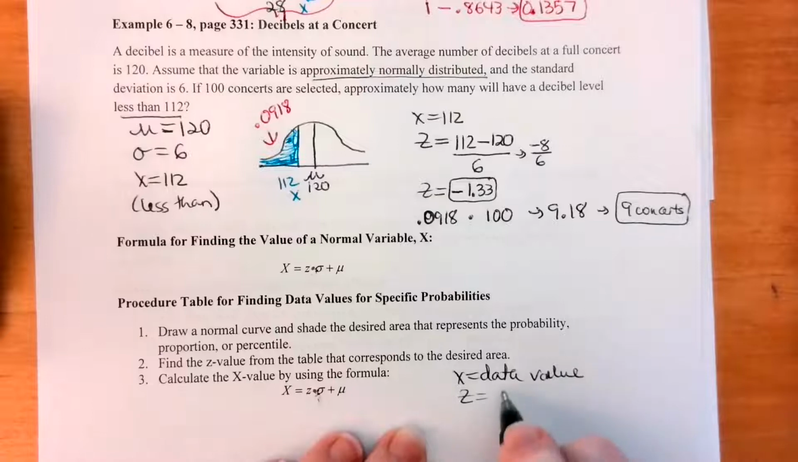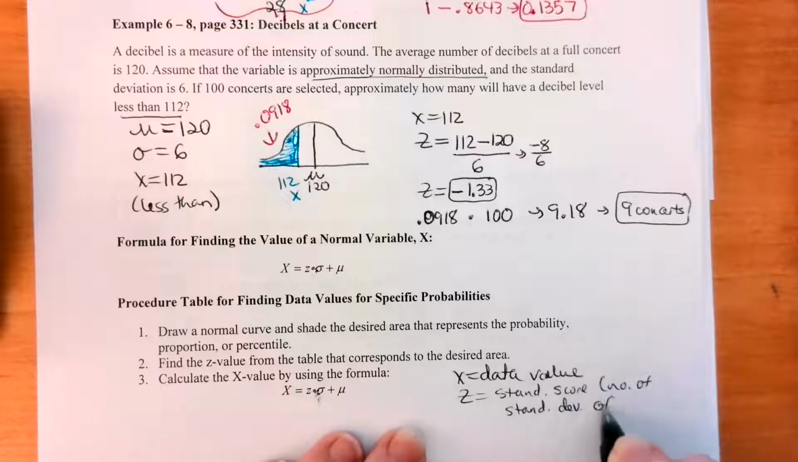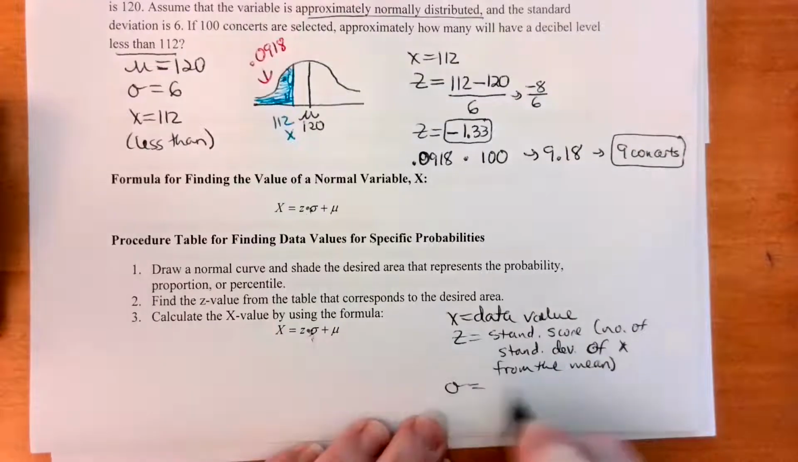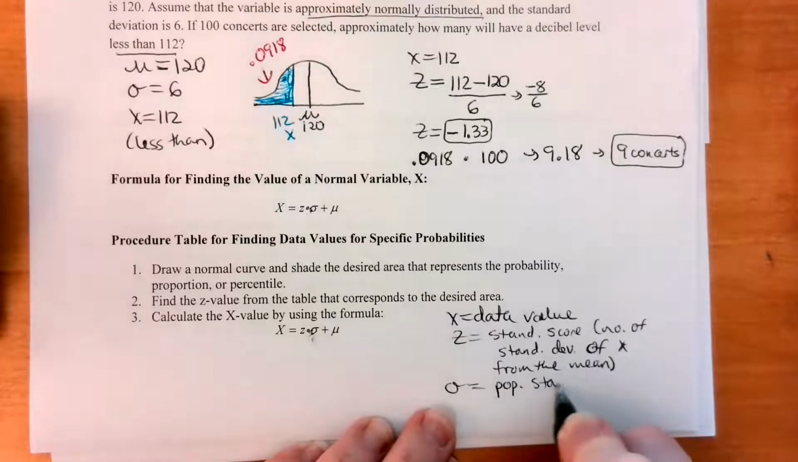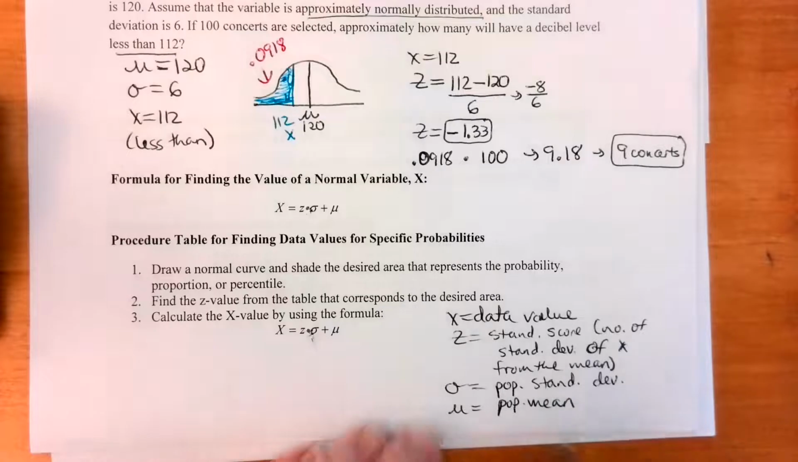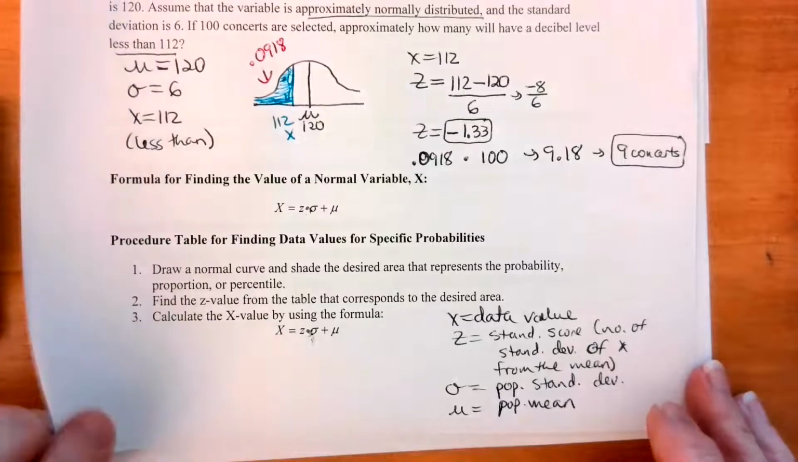Z is the standard score, which is the number of standard deviations of x, data value x, from the mean. So nothing's changing here in what stands for what. We'll just define them here. Sigma was the population standard deviation. And mu is the population mean. So again, it's really the z-score formula just reworked. So it's solve for x instead of solve for z. So we don't have to do quite so much algebra to move things around on these problems.